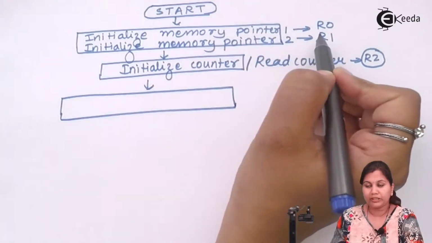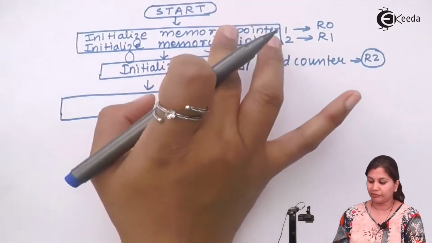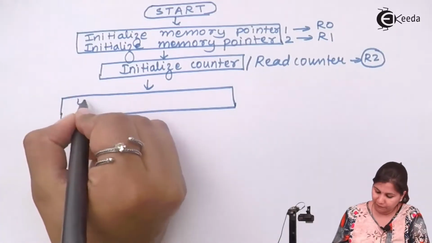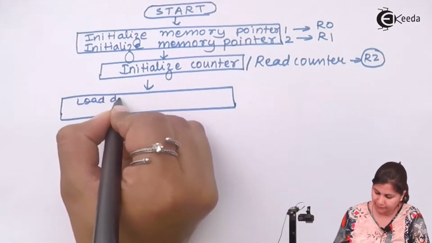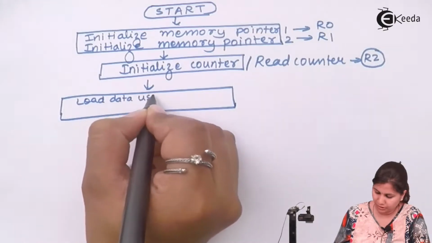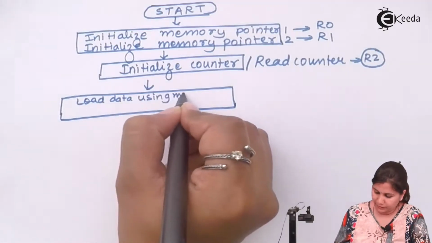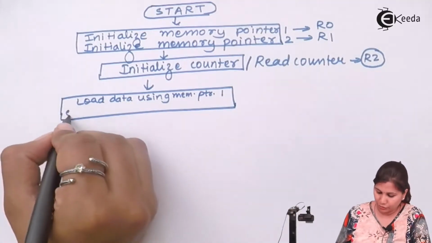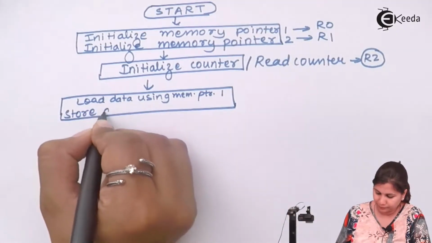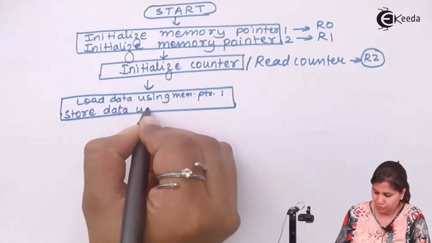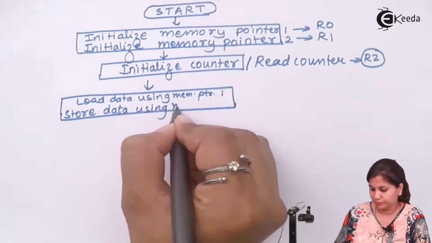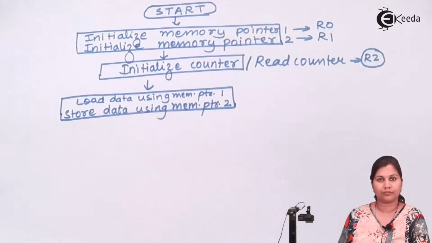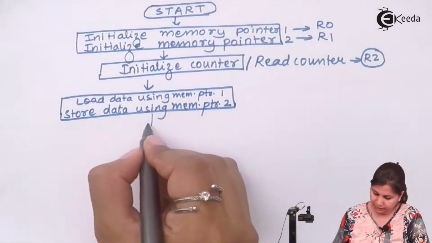from the memory pointer 1, we have to pick the data and we have to store that data at the memory pointer 2. So next step will be load data using memory pointer 1 and store data using memory pointer 2. Okay.